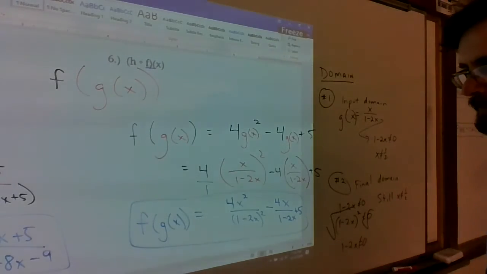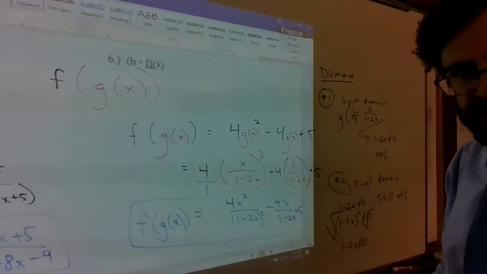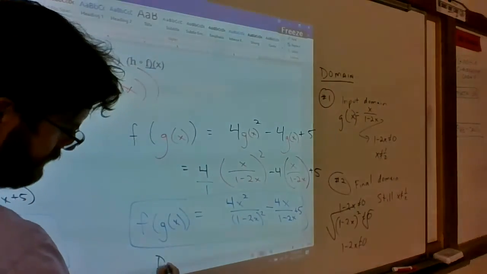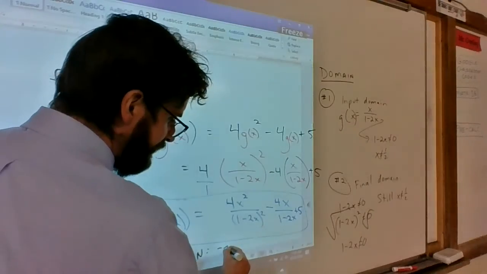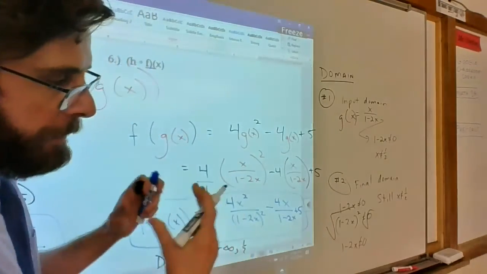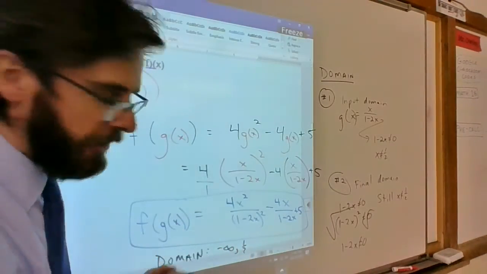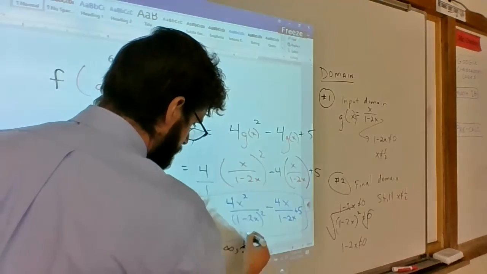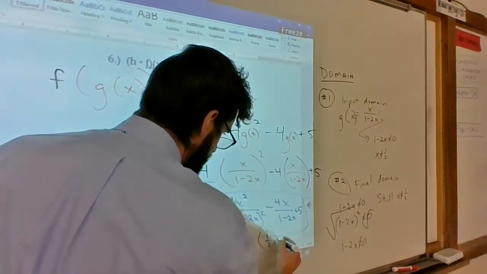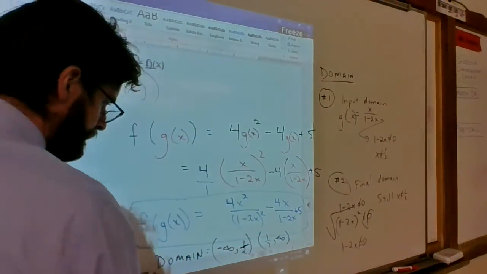Every other number's okay. So our final answer for the domain, if you want to put it in interval notation, is negative infinity to 1/2. You put parentheses because it's on the bottom of a fraction. And then 1/2 to infinity.